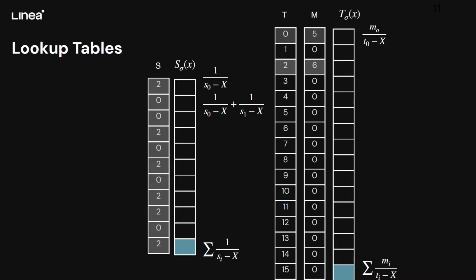Then we generate extra columns, which we call accumulators, S sigma and T sigma. They just accumulate the elements of S in a special way. For example, you accumulate an element of S in a fractional way here. And at the end, you expect that the last row should be equal.